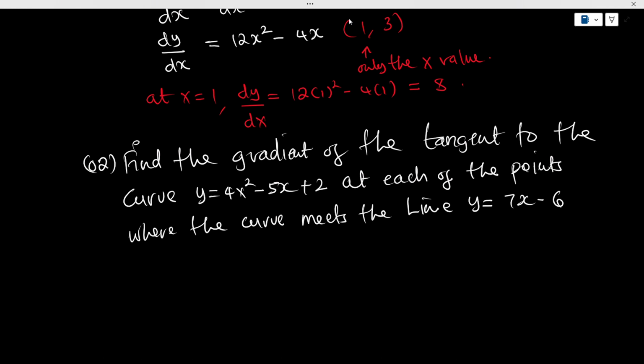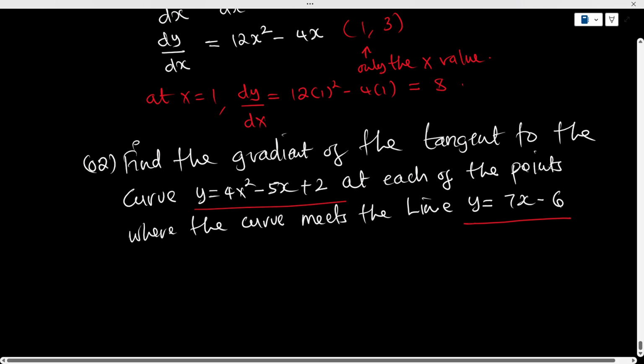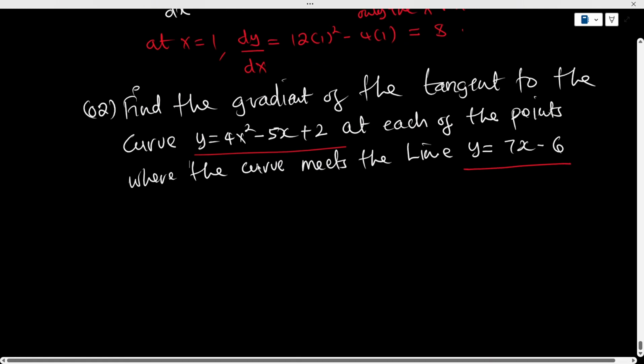Find the gradient of the tangent to the curve y equals 4x squared minus 5x plus 2 at each of the points where the curve meets the line y equals 7x minus 6. I want you to pay attention here. We have a line here, and also we have the curve. And according to this question, we are told that this curve is going to meet with this line. It said at each of the points.